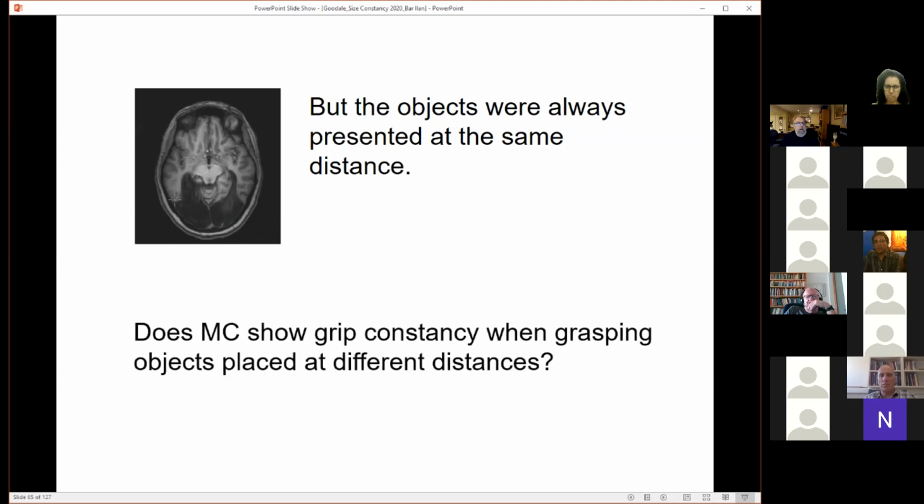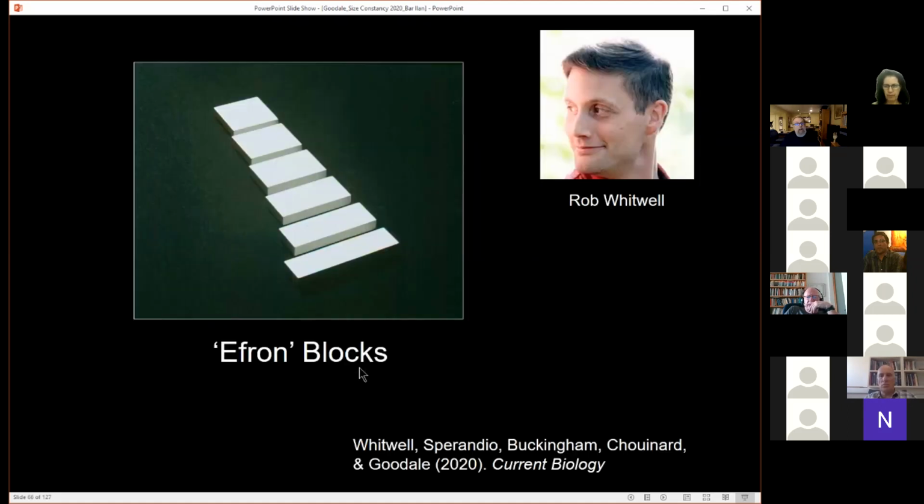So we really asked the question, does she show grip constancy when grasping objects placed at different distances? Again, this is work carried out by Rob, along with help from Irene, Gavin Buckingham at Exeter, who was then in Scotland, and Philippe Chouinard. The reason so many people are involved is that we use different labs, both here and also in the UK, to test her. She lives in Glasgow.